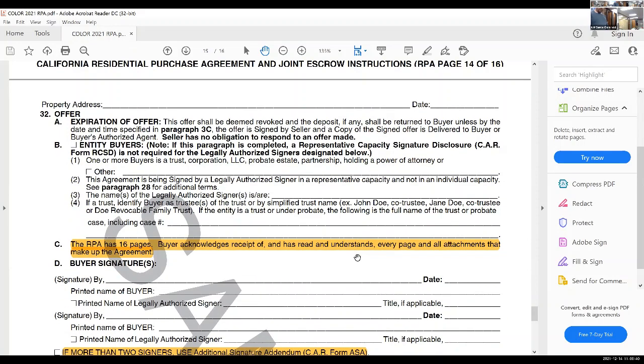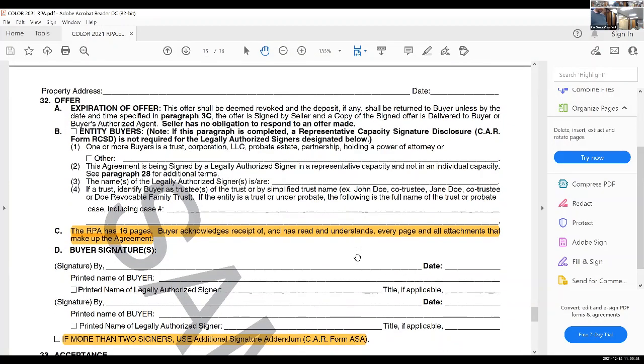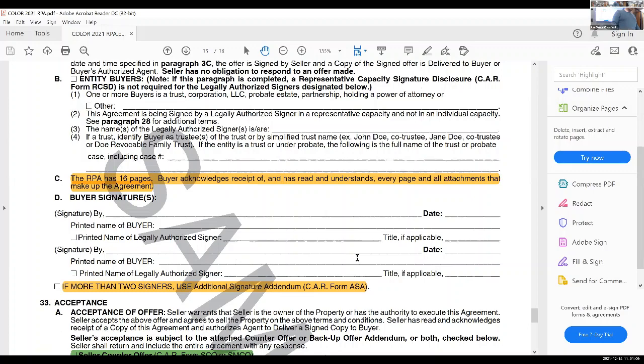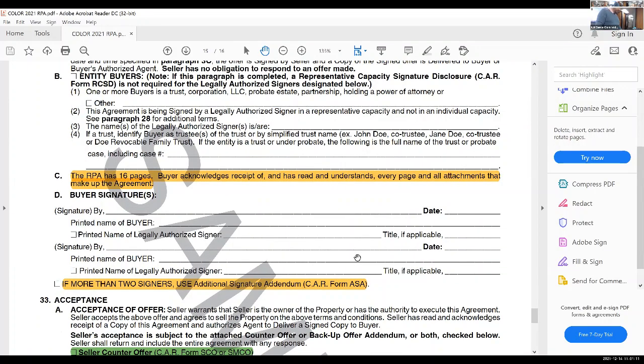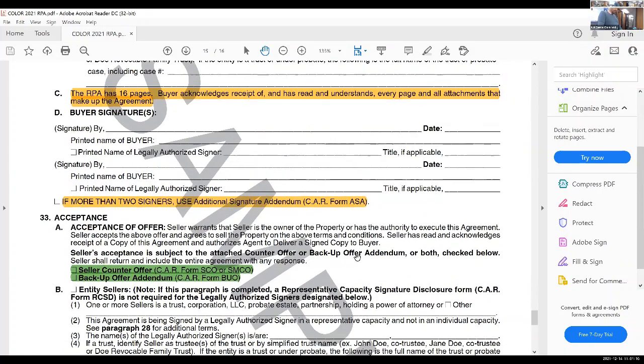All right. Out for expiration. This is the same as it was before. I love this 32C. The RPA has 16 pages. The buyer acknowledges receipt of and has read and understands every page and all attachments that make up the agreement. So there's none of this, oh, I didn't understand what I was signing. All right, if there's more than 2 signers, use the additional signing addendum.